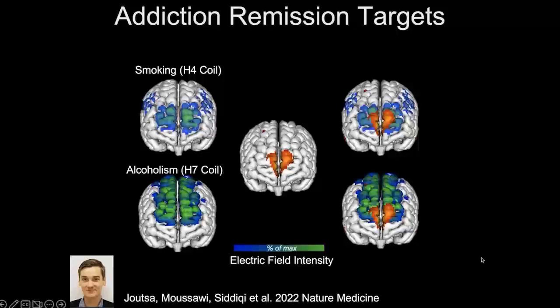And shortly after that, they came out with new data for a totally different TMS coil, suggesting some value in alcoholism. Now, in between their smoking trial and their alcoholism trial, they actually switched up their coil, and it's got a very different electric field distribution. However, it also hits this frontal polar cortex. And in fact, almost the only spot in the brain where their smoking coil and their alcoholism coil intersects is exactly where we would predict that excitatory brain stimulation might be effective. Next slide.